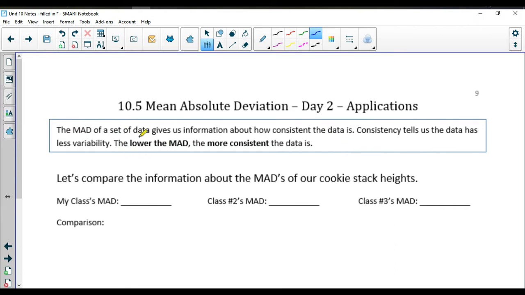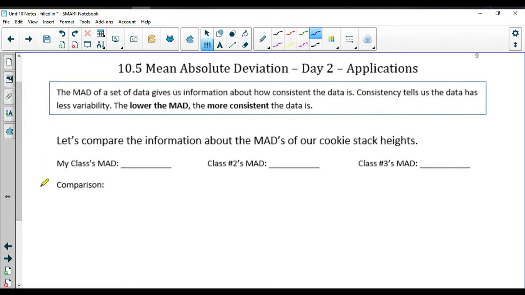We're looking for less variability, lower MAD, and consistent data most of the time. So for the MADs for our cookie stacking heights, our MAD, if you remember from the previous lesson, ended up being 3.78. I did some calculations in class 2 with the data that we used in the box and whisker plot, which gave us a MAD of 2.375. And class 3's MAD was 1.85 after rounding.